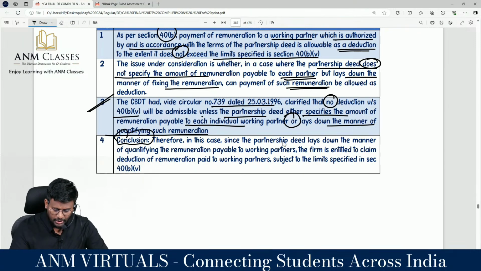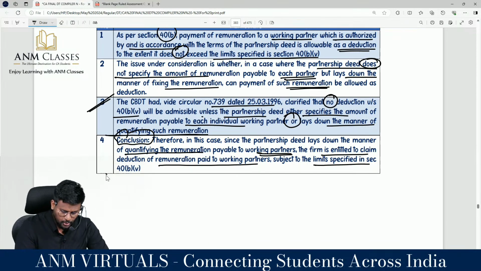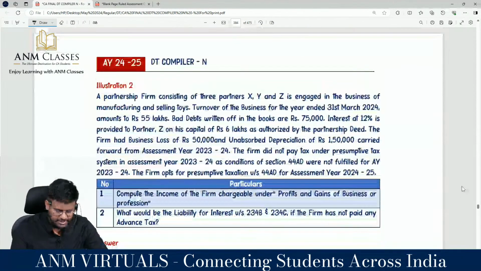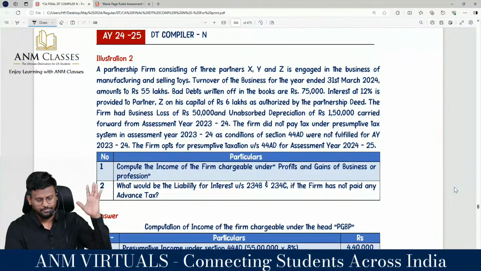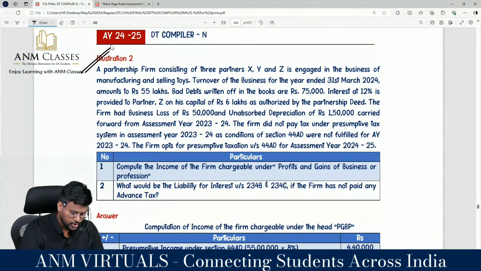Conclusion. Therefore, in this case, since a partnership deed lays down the manner of quantifying the remuneration payable to working partner, the firm is entitled to claim deduction of remuneration paid to working partner subject to the limit specified in 40B subsection 5. Brilliant to the core. I'm moving into illustration number 2.